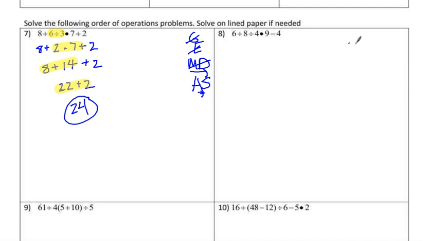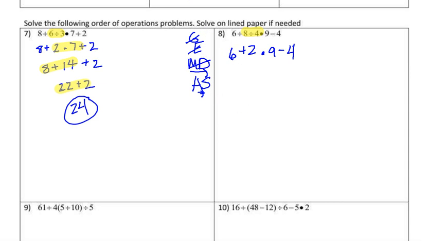For number 8, I don't have any groupings, I don't have any exponents, I have multiplication and division, so I'm going to do whichever one comes first in line. In this case, it is the division. 8 divided by 4 gives you 2. I have plus 6 out front, and a times 9 minus 4. Please do not try to do a whole bunch of steps at one time. You're more likely to make a mistake.